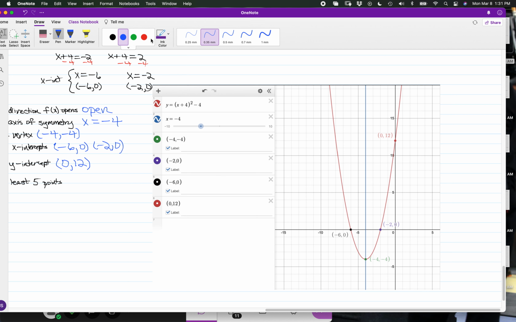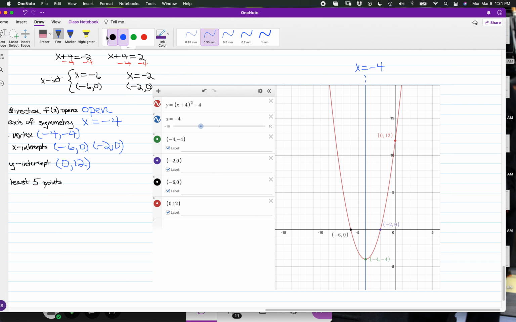And again, we have the axis of symmetry, x is equal to -4. And it says to identify at least 5 points. Well, guess what? The vertex is 1 point. And I got two x-intercepts, -6, 0 and -2, 0. And then I had the y-intercept at 0, 12. So far I have only 4 points identified. What you can do is use the axis of symmetry to supply a fifth point without having to do any equation modification.